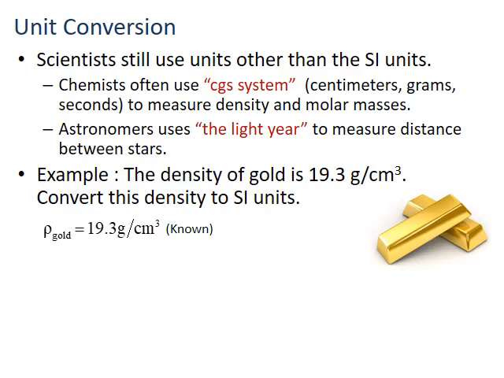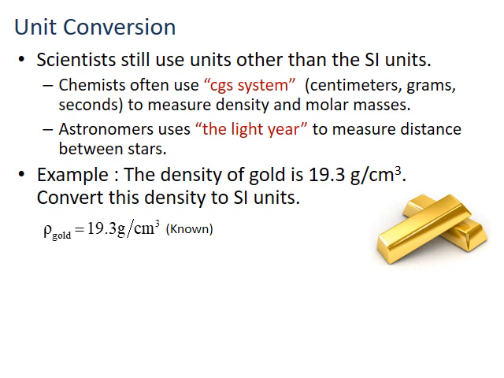In other areas of science and in everyday life, we might use units other than the SI units. For example, chemists would prefer to use the CGS system, where centimeter, grams, and seconds are used instead of meters, kilograms, and seconds. For astronomers, it's easier to use the light year to measure distance between stars. A light year is the distance that light would travel in 1 year. So it's not a unit of time, it's a unit of distance.